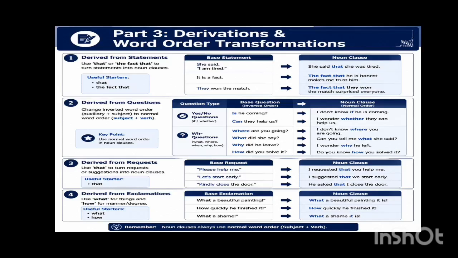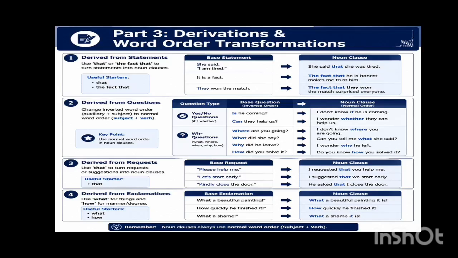We have yes/no questions. For questions like is he coming, we use if or whether. So for answering is he coming, we say I don't know if he is coming. Okay, notice that we don't say if is he, we say if he is. Yes. And we have WH questions. We keep the question word where, what, why, how, but we restore the statement word order.